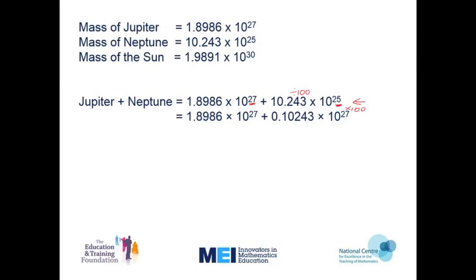And that comes out to being 1.8986 times 10 to the 27 plus 0.10243 times 10 to the 27. And now we have the same powers. I can just take that number and add that number, and my answer will be 2.00103 times 10 to the 27, which, as we have a lot of digits there, we'll put that as 2.001 times 10 to the 27.